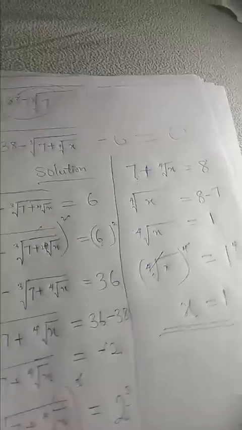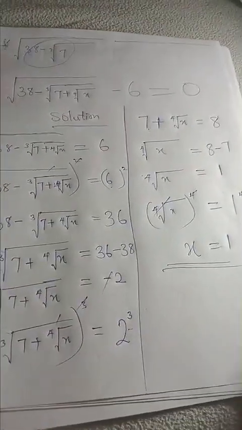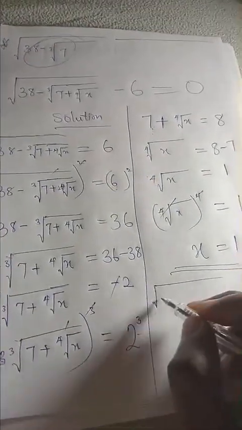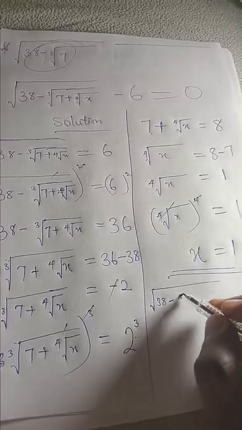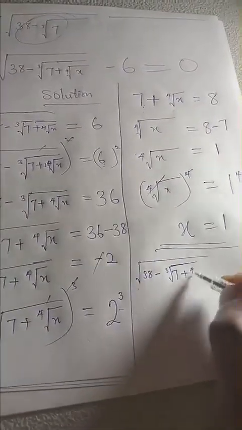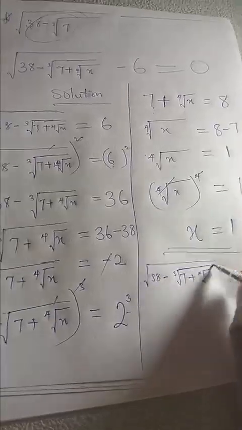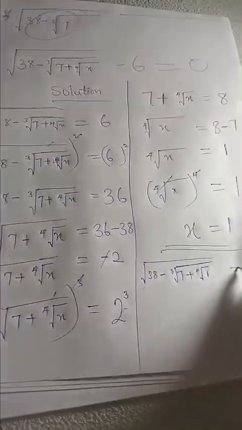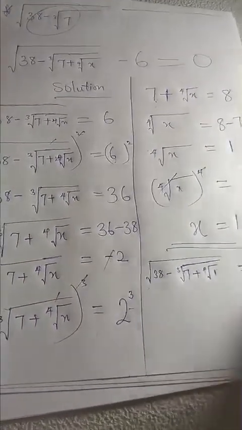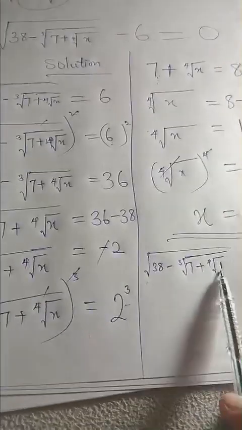And that will be the solution to this question. Now you can see the check. Let's check if that's going to work. We have the square root of 38 minus the cube root of 7 plus the fourth root of x, and x has been found to be 1, so that is the fourth root of 1, minus 6 equals 0. Since we cannot start from the outside, we are going to start from the inside to solve it.